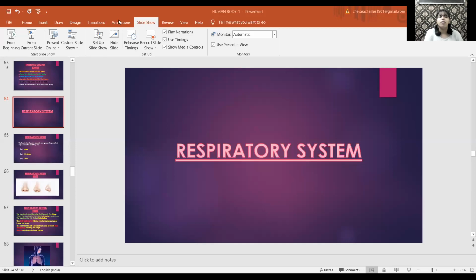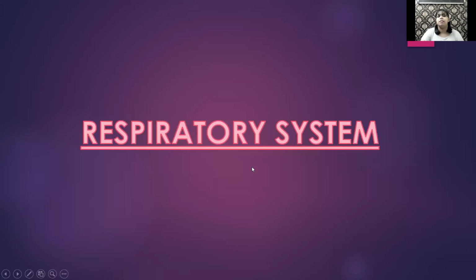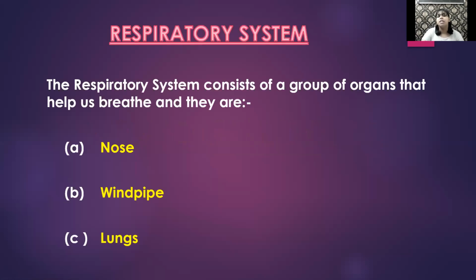Today, we'll be continuing our lesson, the human body. Today we'll be moving on into the respiratory system. The respiratory system consists of a group of organs that help us to breathe, and they are the nose, windpipe, and lungs. So we have three organs that help us to breathe: the nose, windpipe, and lungs.